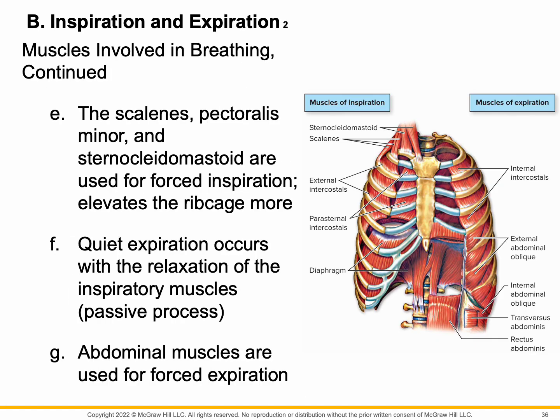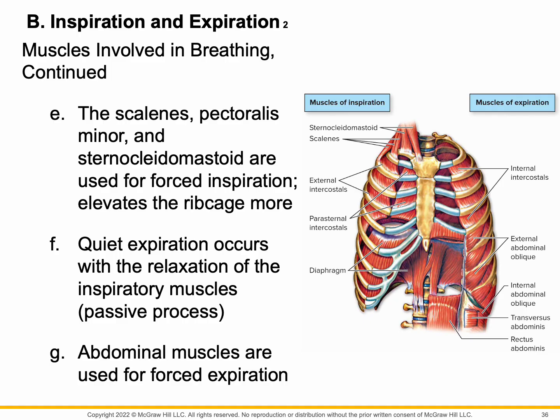This slide shows you that the scalenes, the pectoralis minor, and the sternocleidomastoid are used for forced inspiration. They elevate the rib cage more. Quiet expiration occurs with the relaxation of the inspiratory muscles. Again, this is a passive process. The abdominal muscles are used for forced expiration as well.